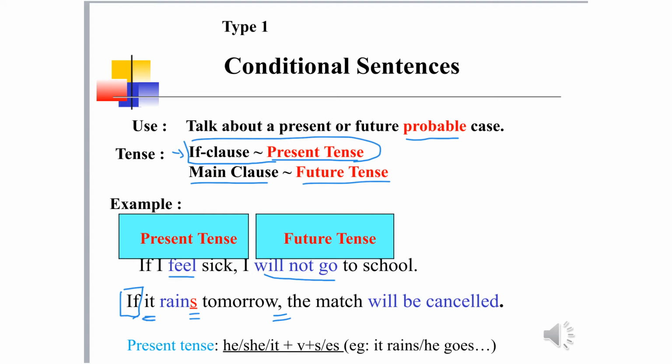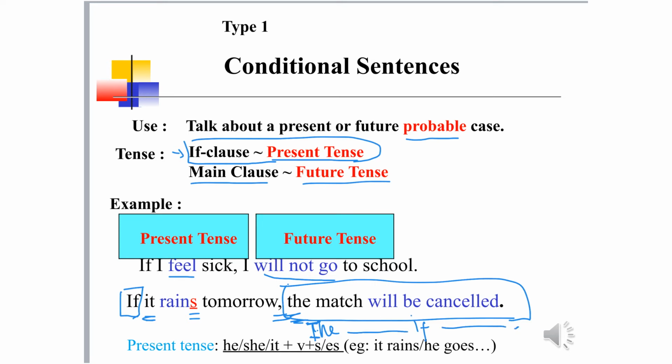What if I want you to use the main clause at the very beginning? This is the main clause. If I want you to put this main clause at the beginning, what would you do? You change it to the beginning of the sentence, and we use uppercase for the first letter. The match will be cancelled if it rains tomorrow, full stop. If you put it that way. I'm sure you know it, but I'm just trying to remind you.